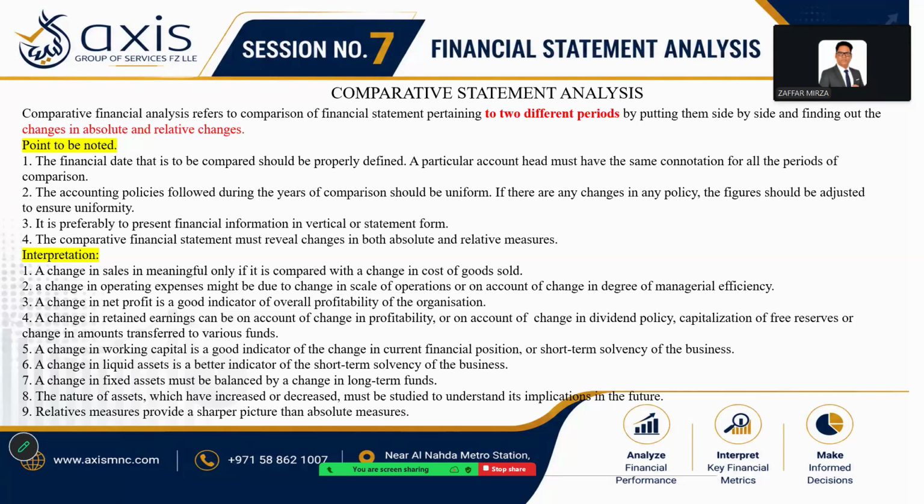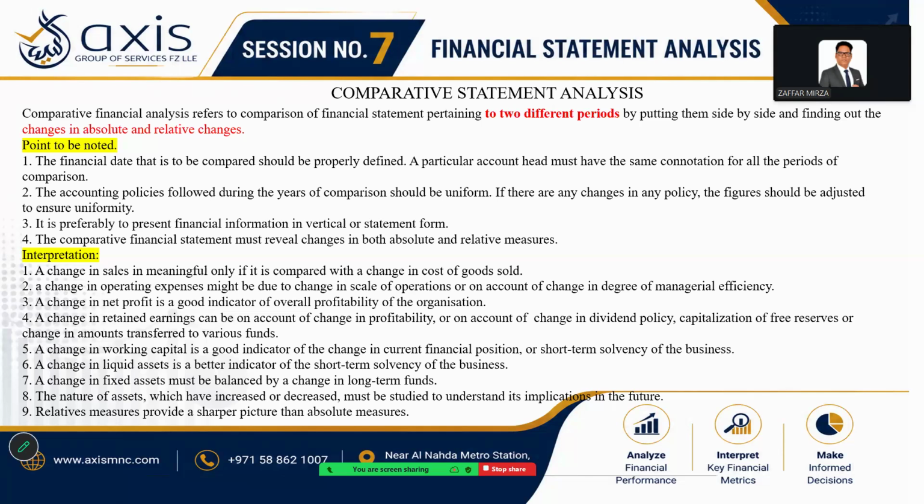Same. Change in fixed assets must be balanced by a change in long-term funds. A change in fixed assets, change in long-term fund. Change in current assets, change in current liabilities. First one, sales. Second one, operating expenses. Third one, net profit. Fourth one, retained earnings. Fifth one, working capital. Sixth one, liquid assets. Seventh one, fixed assets. Income will be compared with expenses. Assets will be compared with liabilities. Very simple.